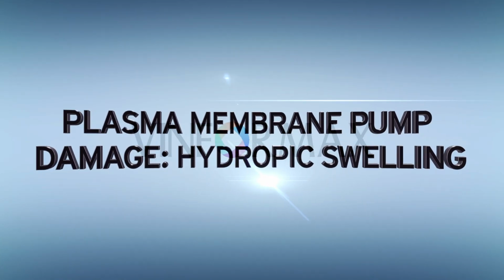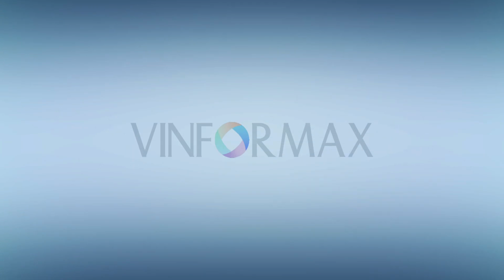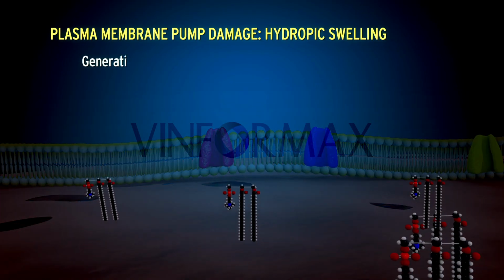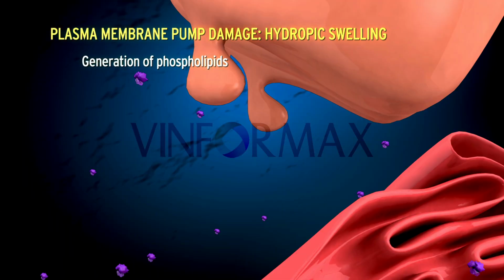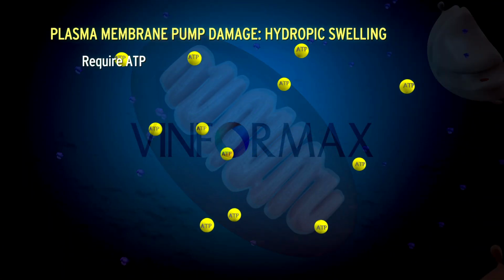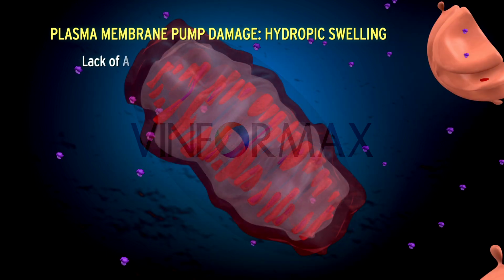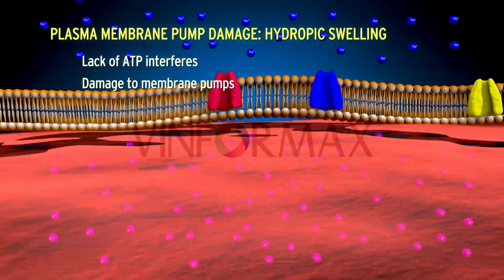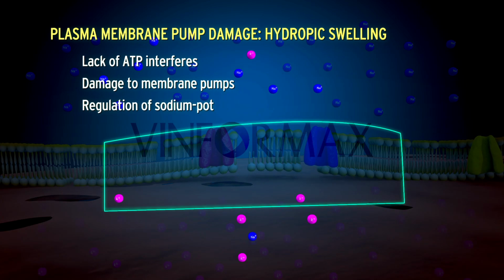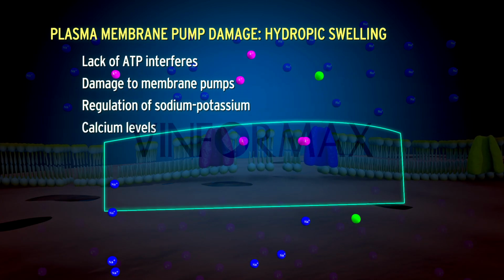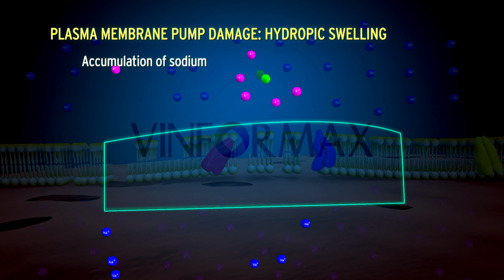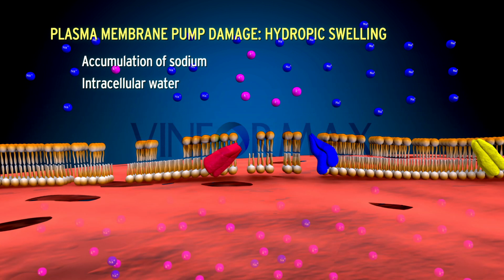Plasma membrane pump damage, hydropic swelling. Continuous generation of phospholipids from cellular fatty acids requires ATP and is essential to maintain the integrity of cell membrane. Lack of ATP interferes with this process, resulting in damage to membrane pumps involved in regulation of sodium, potassium, and calcium levels. The accumulation of sodium inside the cell leads to an increase in intracellular water, resulting in hydropic swelling of the cell.